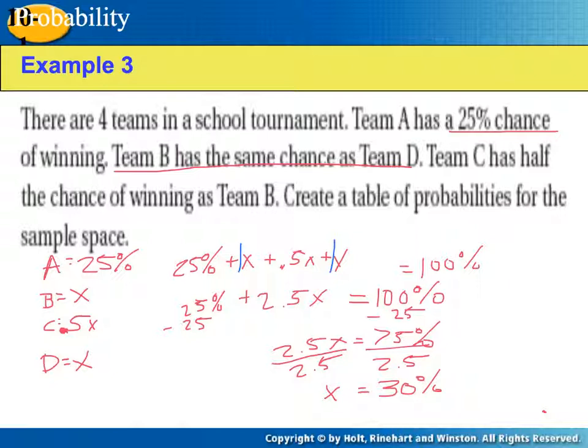No, I'm not finished. Because as I look at this, the chance of Team A winning is 25%. Chance of Team B winning was x. Well, we know x is 30%. Chance of Team D winning is x, which is also 30%. What is the chance of C winning? Well, if it's half of x and x is 30, this is 15%.